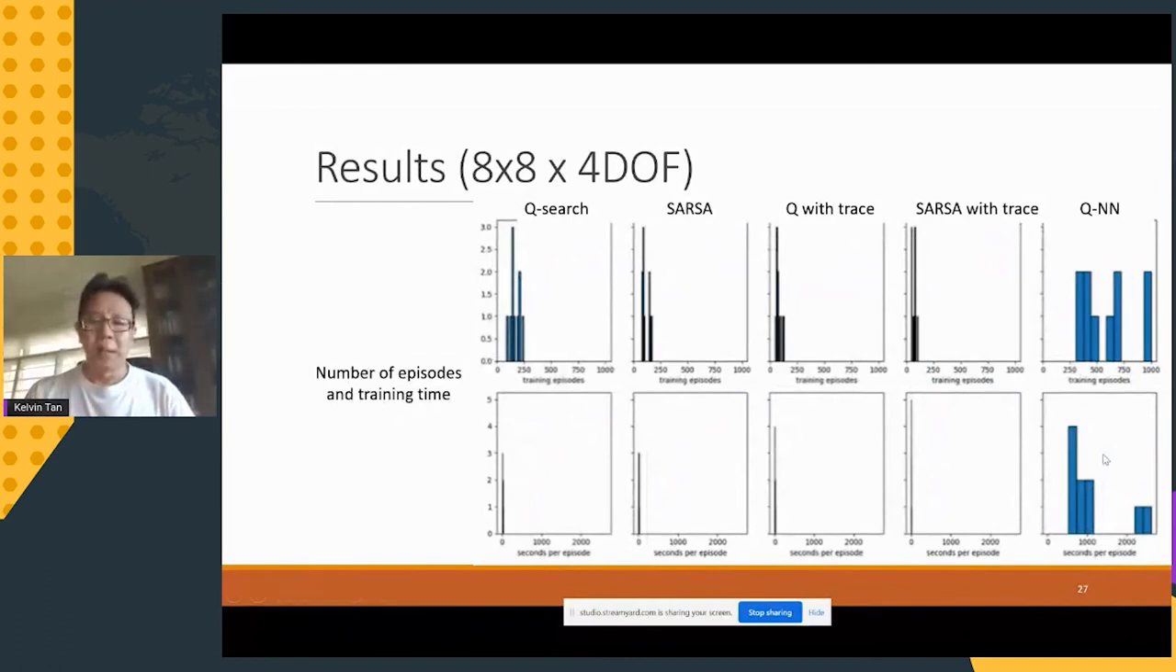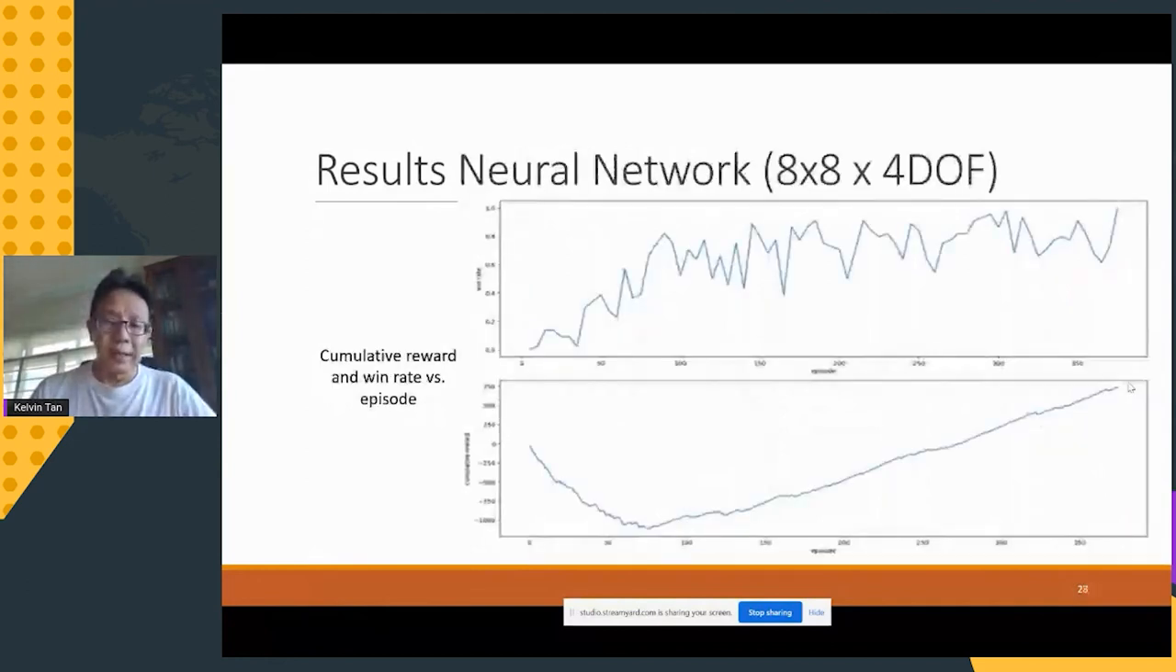This shows the training time and number of episodes required to train the algorithm. It seems like all of the first four algorithms are able to train quickly, but the neural network may be a bit difficult. One thing about the neural network is that it is much more processor intensive. But it is also able to work. We can see that it's able to train and function well.